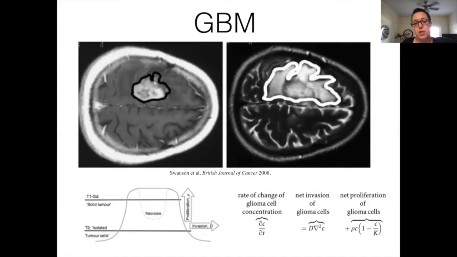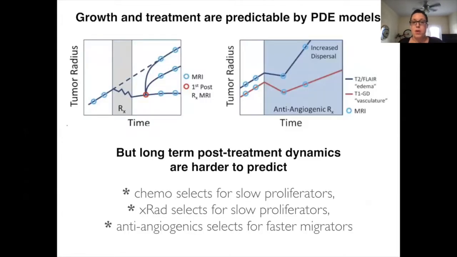So when you look at GBM through this kind of continuum model set of eyes, you can study it as a traveling wave using this reaction diffusion model. And so you can look at how the density of these cells can then be translated into these images that you see. But ultimately, growth and even a lot of treatment is pretty predictable by these PDE models, but it's really the longer term post-treatment dynamics that become quite varied, and you start to get a lot of differences between patients.